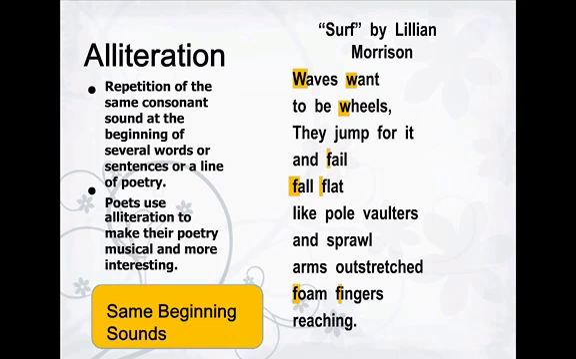Alliteration is a term that you're familiar with. It's the repetition of the same consonant sounds at the beginning of several words or sentences in a line of poetry. Poets use alliteration to make their poetry musical and more interesting. So waves want to be wheels, they jump for it, and fail, fall, flat. Like pole vaulters and sprawl arms outstretched, foam fingers reaching.